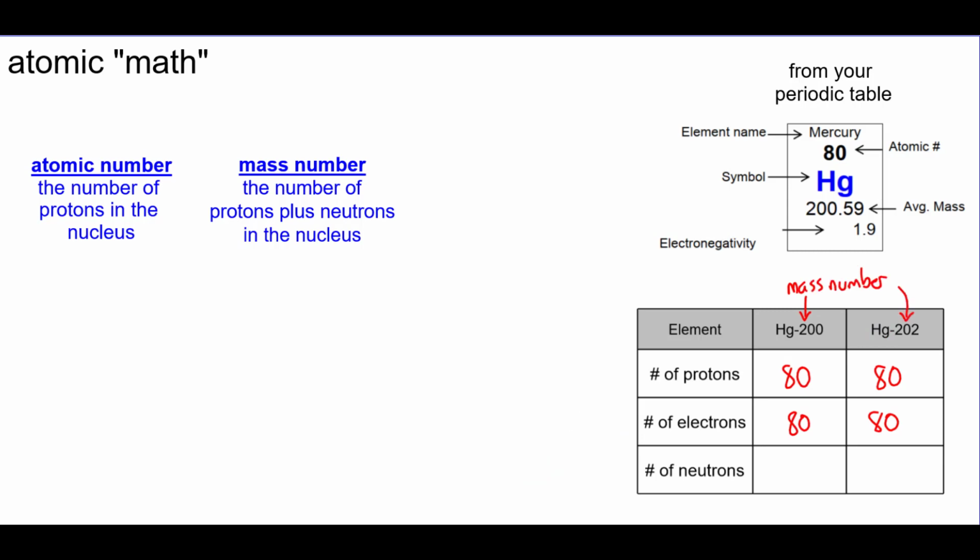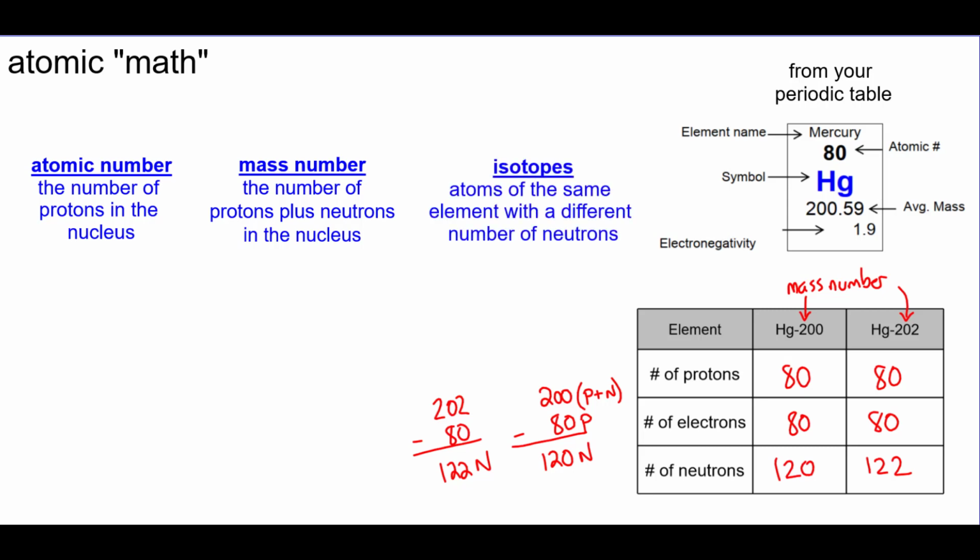And so if mercury-200 has a mass of 200, and that's protons plus neutrons, well, we can just subtract off the protons, and that's going to leave us with 120 neutrons. So I'll fill that in here. Now we can do the same math for mercury-202. That'd be 202 is the mass minus 80 protons, and that just works out to be 122 neutrons. So I'll put 122.